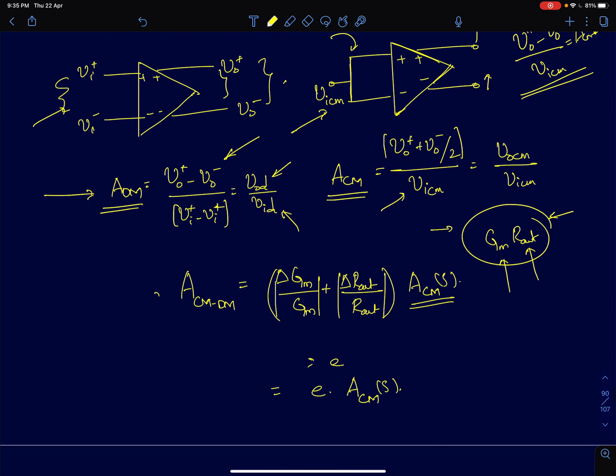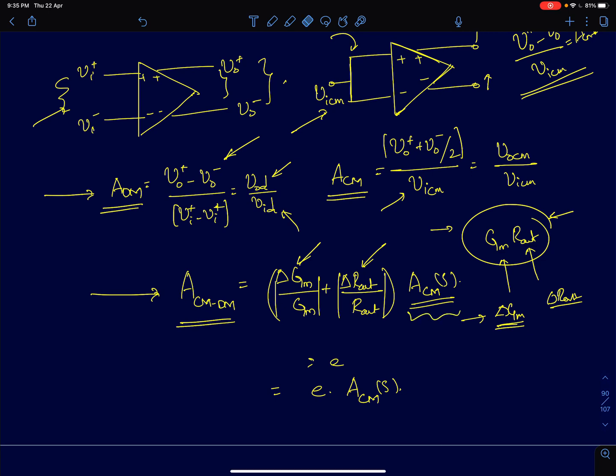So let delta GM be the error in transconductance between the two halves of the differential circuit, and delta R out be the error in output impedance between the two halves. Then the ratio delta GM by GM is what we called the fractional error in transconductance, and delta R out by R out is the fractional error in output resistance. We said ACMDM, the differential mode gain for common mode input, can be expressed in terms of ACM of S.